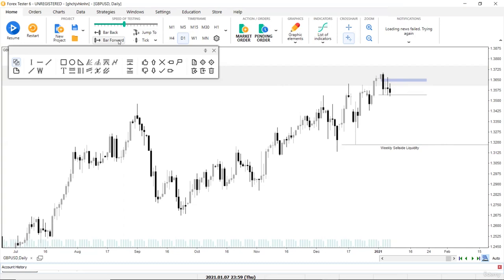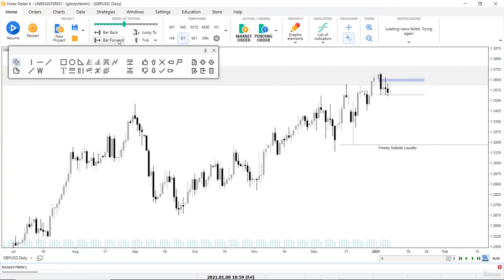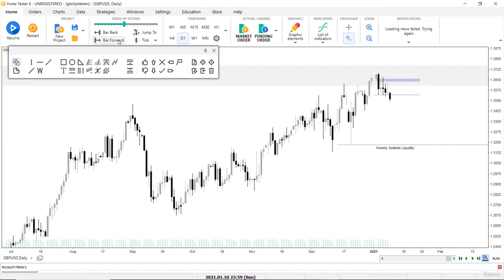Swept that liquidity, right? Swept those lows. And we get a reaction from that. Closed below it. That's a good confirmation that price is moving down. That means we have this level of liquidity to aim for on the daily, right?